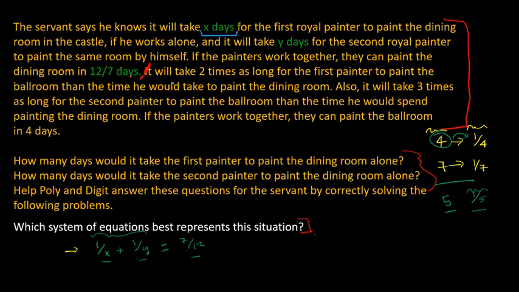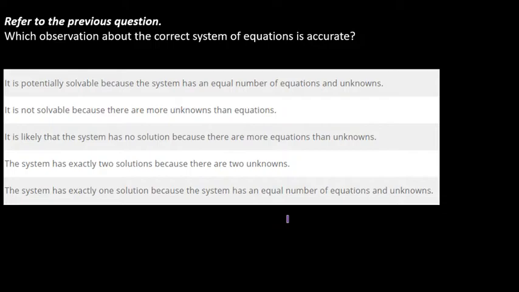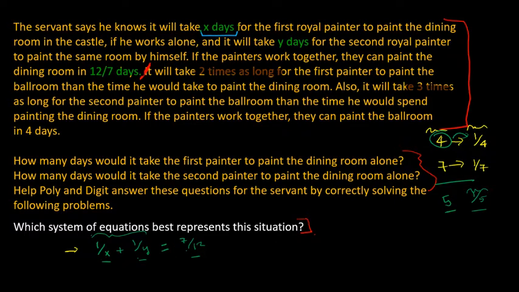My next equation, and let's switch colors here: it will take 2 times as long for the first painter to paint the ballroom than he would to paint the dining room, and it would take 3 times as long for the second guy than it would for him to paint the other room. If the painters work together, they can paint the ballroom in 4 days. So once again, we are reducing things to what fraction of the project you can get done in a day.